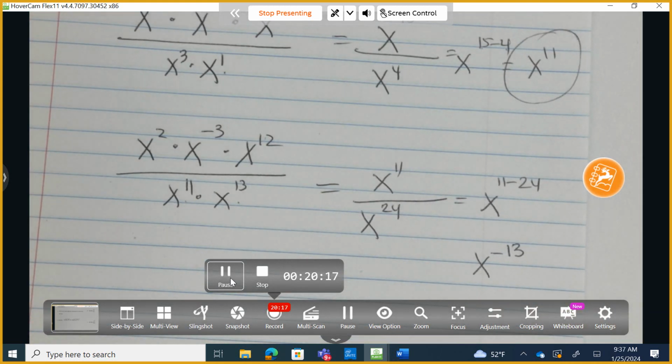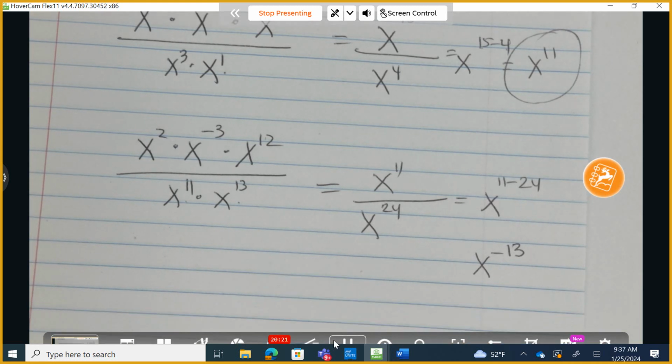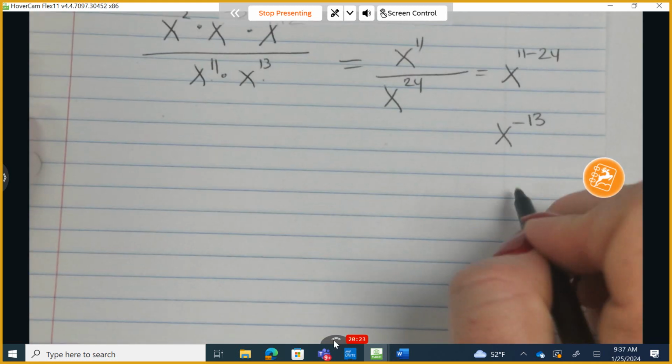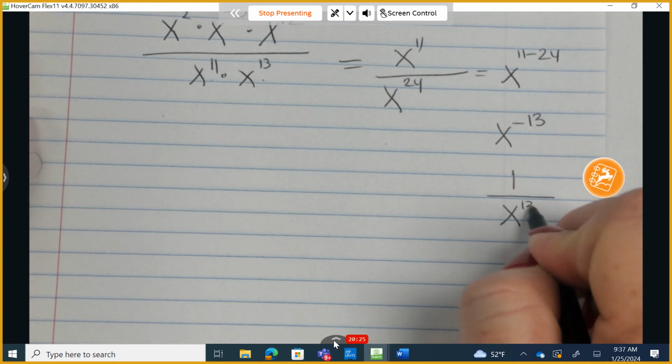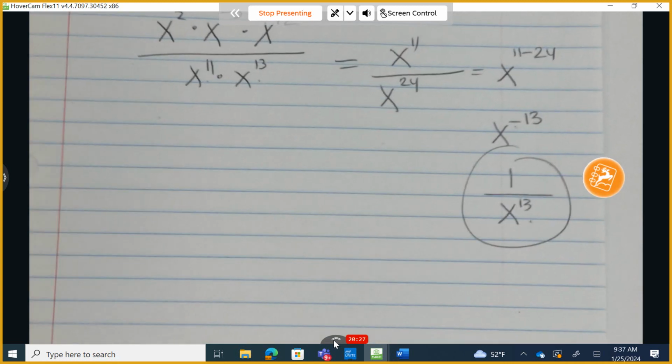Now, what's the difference with the top example and the bottom example? In the bottom example, I have a negative exponent, and we have learned that we want to rewrite with no negative exponent. It goes on the bottom and it's happy. We're going to now apply this to more difficult problems.